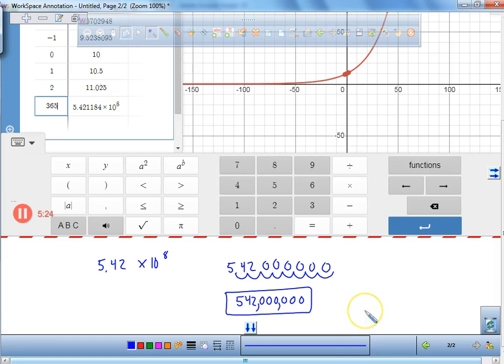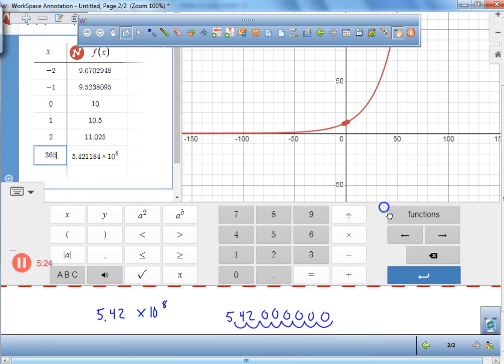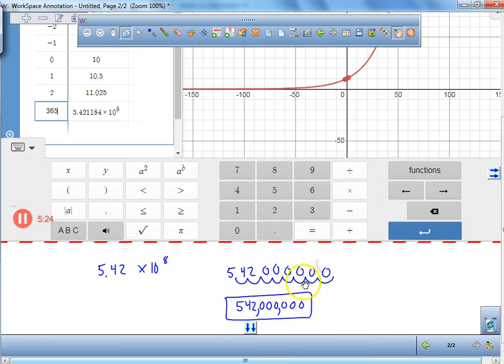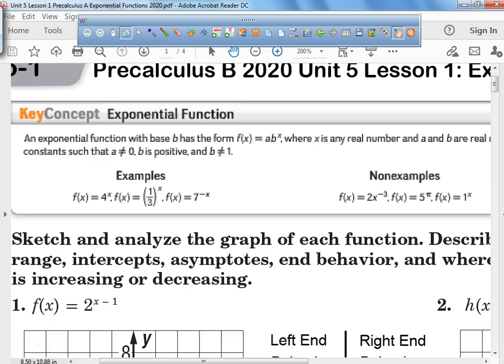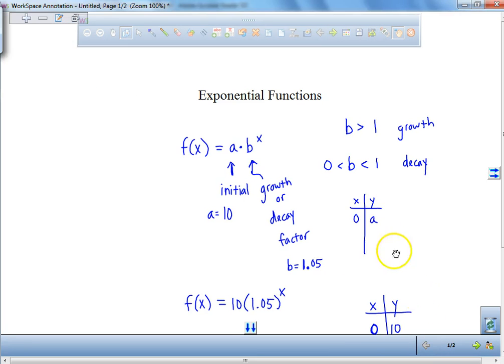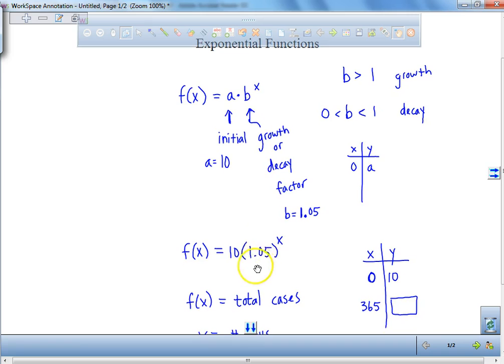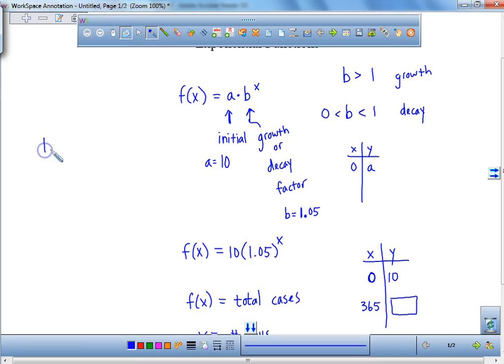Whew, that's a lot of cases right there, right? So do you guys understand? All right? That's a lot of cases. Now, this is not the actual case, okay? But what I want you guys to understand when you're working on these problems is that this b value is not even double, right? This is just 1.05. So what does 1.05 actually mean?